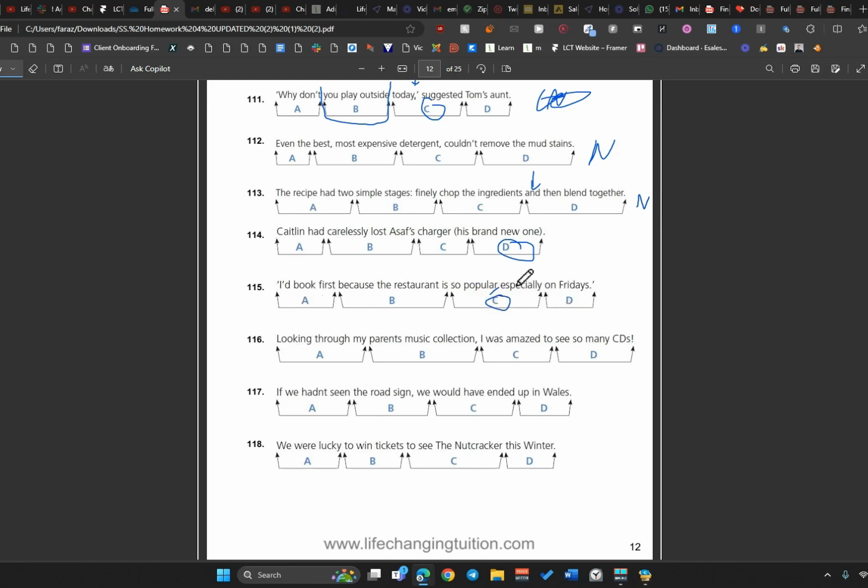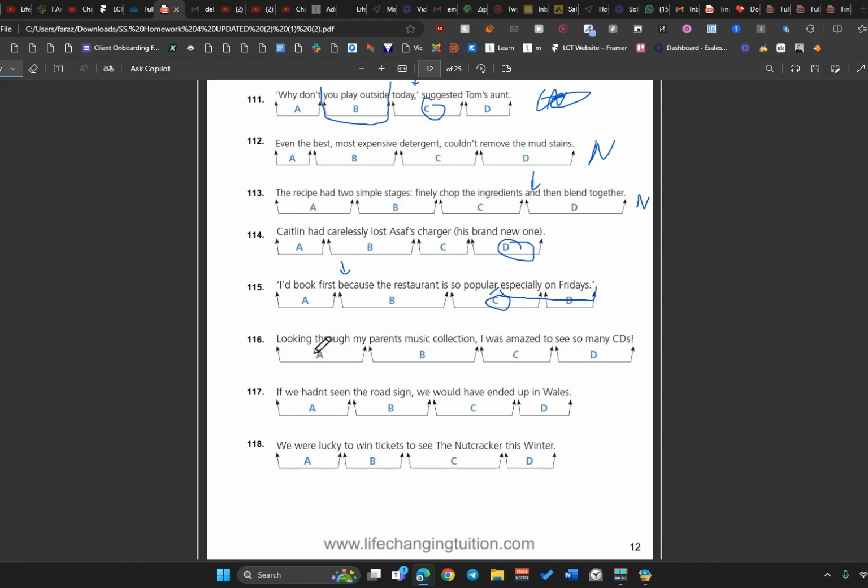Same sort of idea here. If you're going to add an added clause here, where you're basically adding on to the first sentence, so this stands alone. This is a standalone sentence. I'd book first because the restaurant is so popular. You don't need to add this on. If you're going to add this on, you have to have a comma before it, which means you have to put C as the issue.